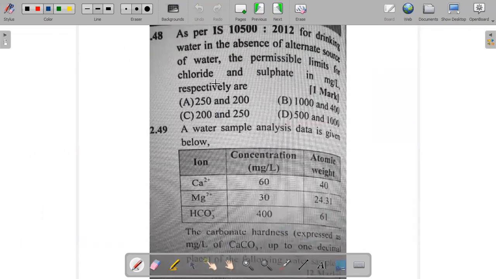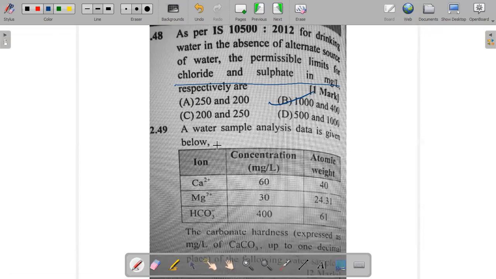Okay, now let's move on to the next question, that as per IS 10500 of 2012, for drinking water in the absence of alternate source of water, the permissible limit of chloride and sulfate in milligram per liter. So basically this is a theoretical question, and if you see the options, it asks that in the absence of alternate source of drinking water, the permissible limit of chloride and sulfate in milligram per liter. So for chloride it's 1000, and for sulfate it's 400 milligram per liter.